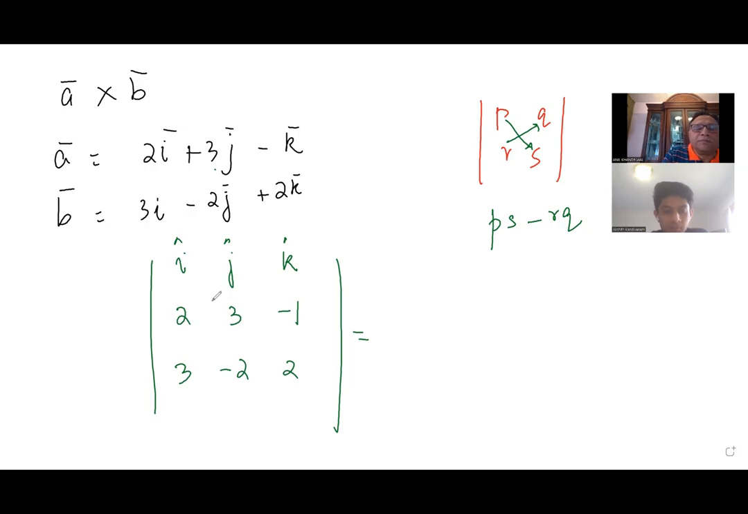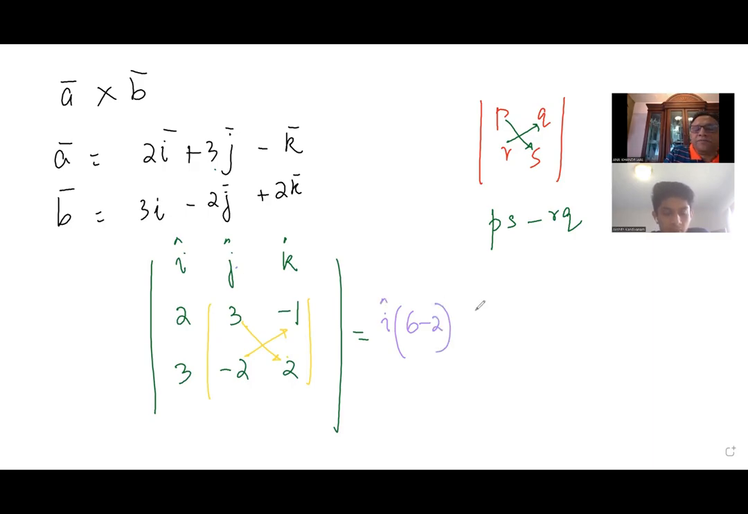Now, when you multiply cross product, for i, we get this determinant. Let me just make a determinant for i. i is being multiplied with this determinant. We can write this as i times (3 times 2, which is 6, minus 2 times minus 2). Is it okay?